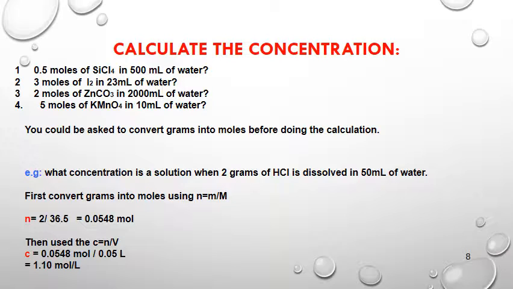moles. And then we go to our second equation, where concentration equals number of moles divided by volume. So concentration equals 0.0548 moles divided by 0.05 litres, to give a final concentration of hydrochloric acid of 1.1 moles per litre.